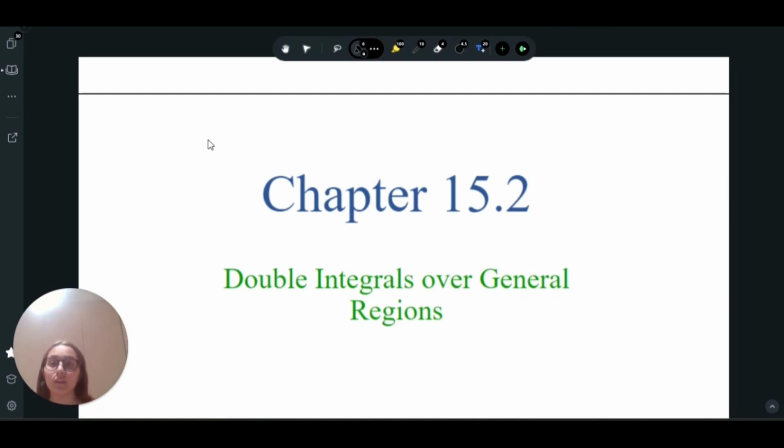So firstly, let's talk about what double integrals are. Double integrals extend the concept of single integrals to functions of two variables. They allow us to compute the volume under a surface over a given region in the xy plane.